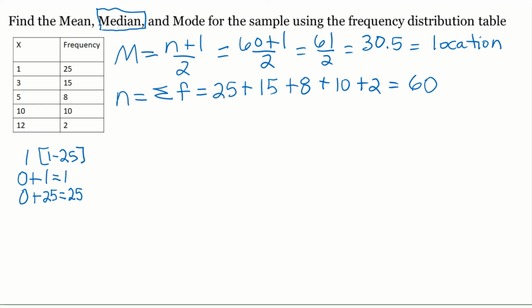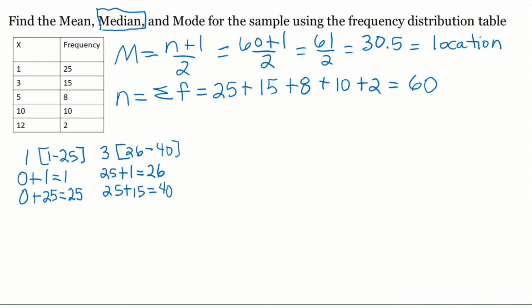Now we're going to do the same thing for the value of 3. I'm going to take this value where I stopped, which is the 25, and add 1 to get the lower boundary. And then I'm going to take that 25 again and add the frequency, which is 15, and that's going to give me my upper boundary. So 25 plus 15 is going to give me 40.